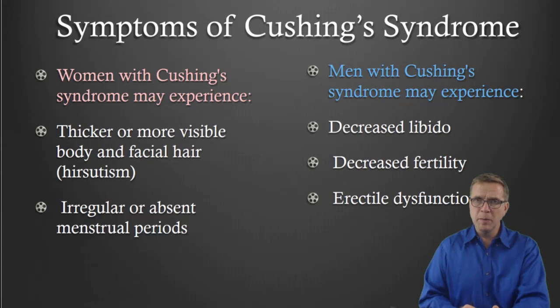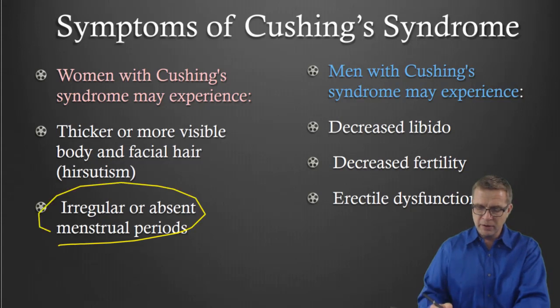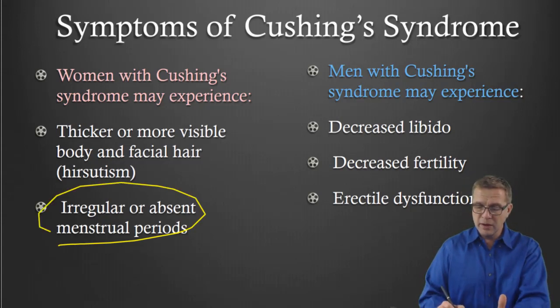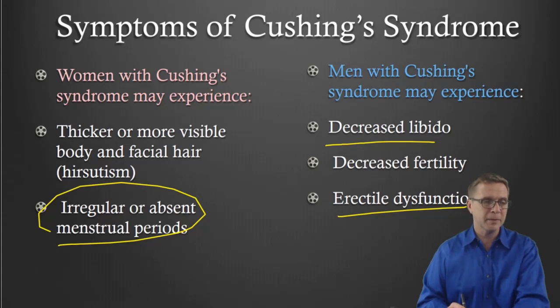Now, specifically, women with Cushing syndrome, guess what? They're going to have, I'm skipping to the bottom one again, irregular or absent menstrual periods. Sound familiar? But it's also going to create thicker, more visible body hair and facial hair. In men, guess what again? Decreased libido, decreased fertility, and again, erectile dysfunction. Are we seeing a bit of a trend here?